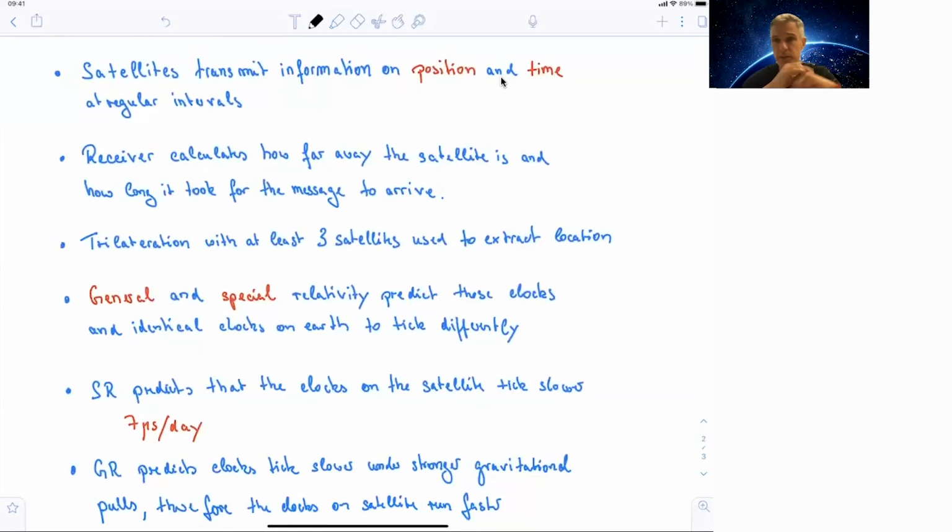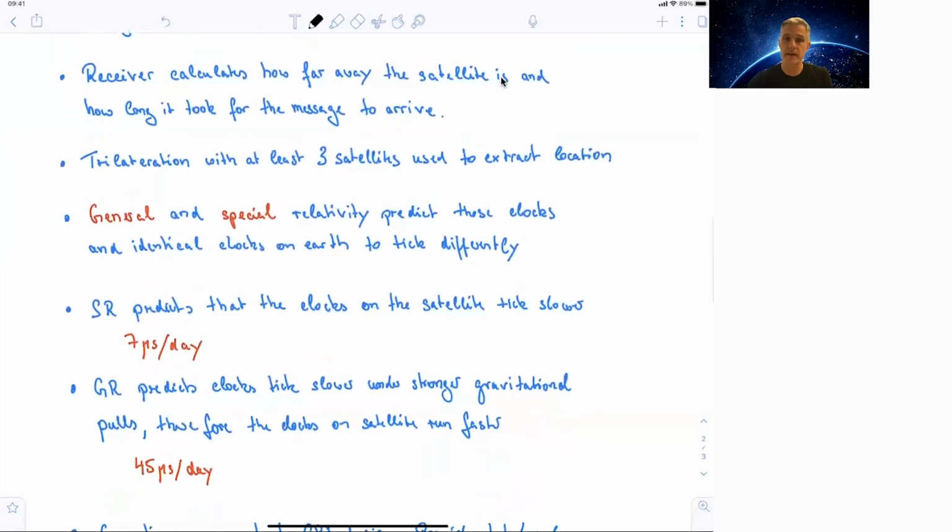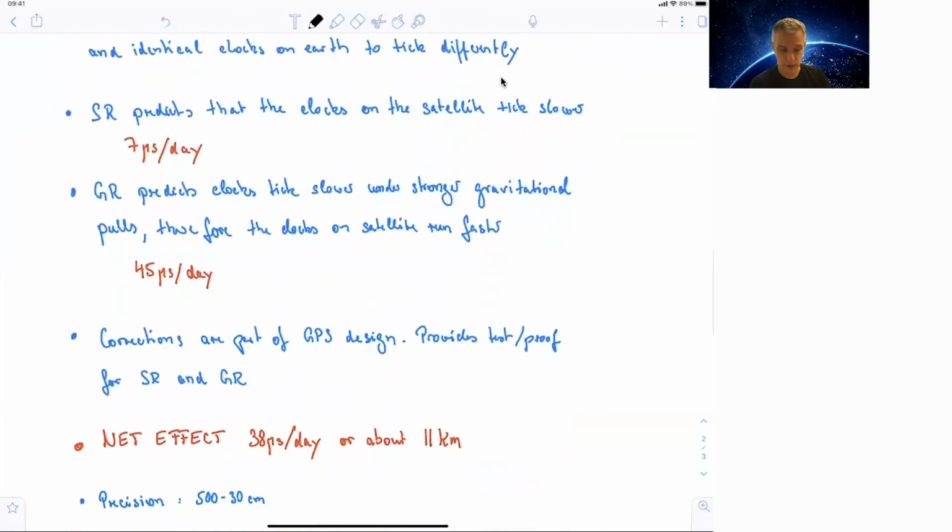However, those satellites are in a high orbit, and the gravitational pull at a higher orbit is less strong than on Earth. That has as a result that the clocks on the satellites actually run faster than the ones on Earth. And that effect is way larger than the effect of special relativity, which is the effect from them just moving relative to the observer. The effect is 47 microseconds a day, and then you can calculate the net correction, which is 38 microseconds a day, which corresponds to about 11 kilometers.